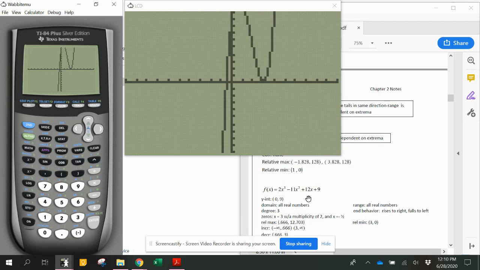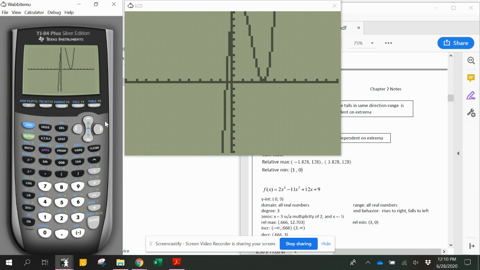We should be able to fill in the y-intercept on our own because every x goes away, so it's just 0, 9. We should be able to see that this is a cubic, so it's odd and positive. So left tail down, right tail up.